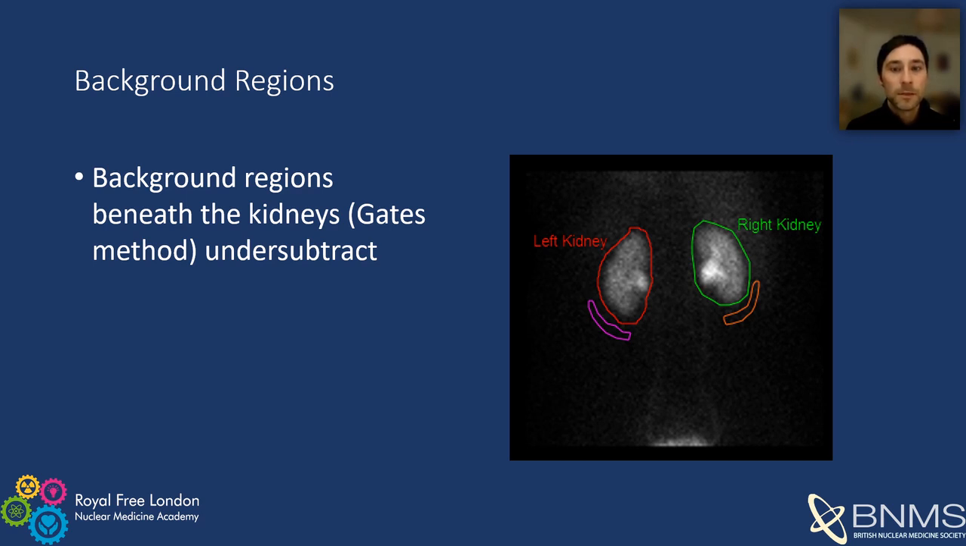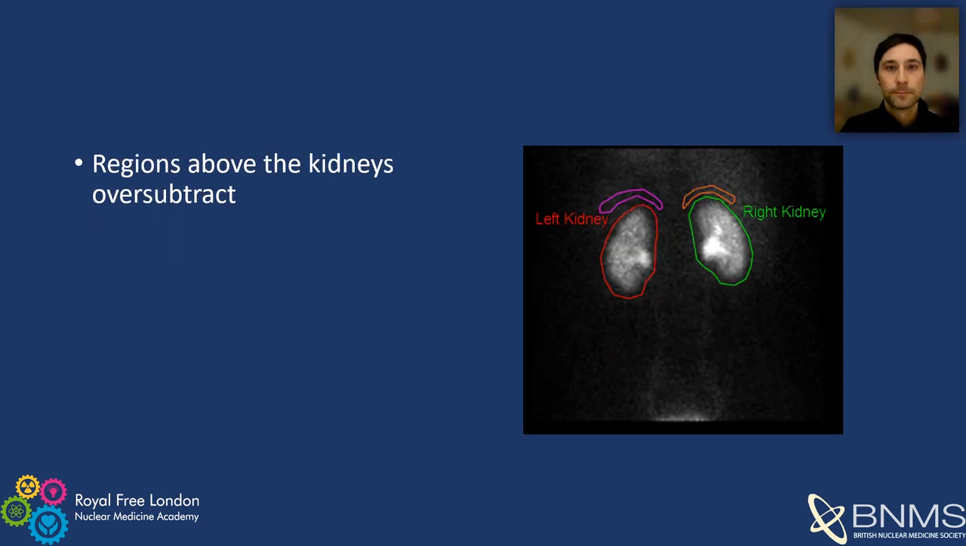Regions placed solely beneath the kidneys will tend to undersubtract, as not enough blood is included, so the relative function could be wrong. Regions placed above the kidneys will oversubtract, as too much blood is included from the spleen or liver.